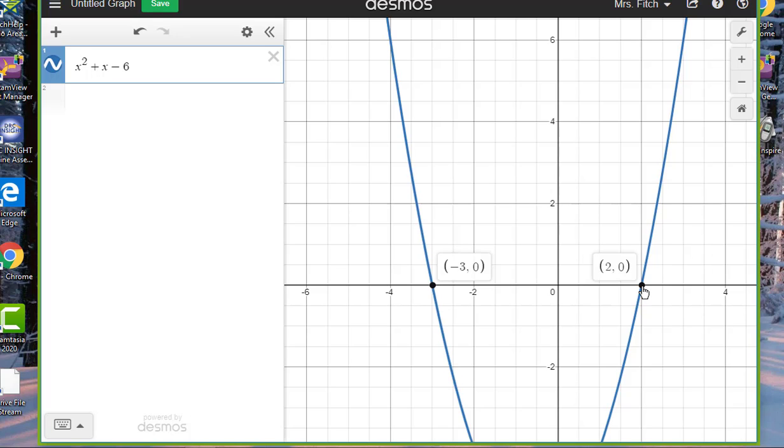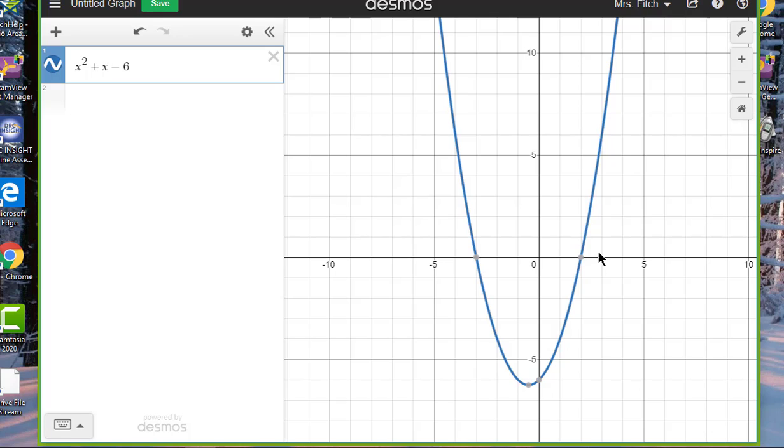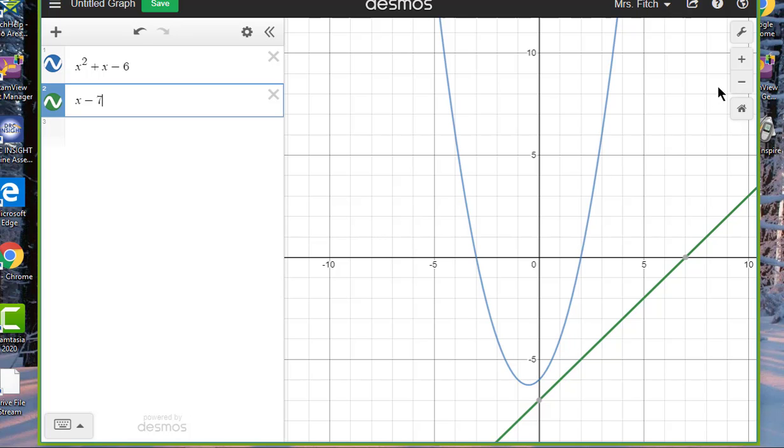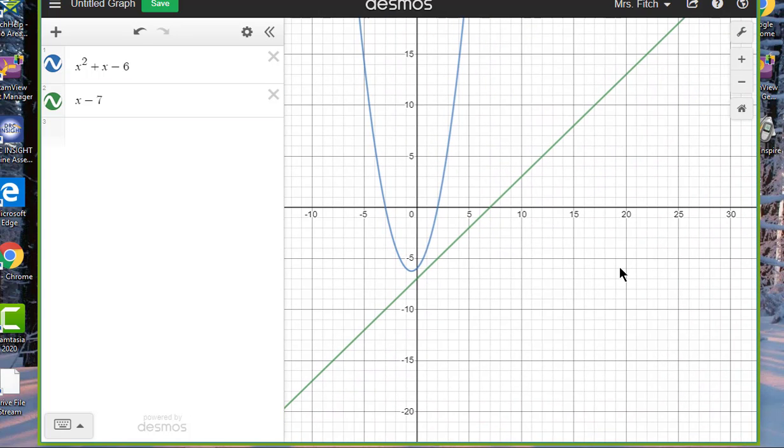What would happen if we graphed 2 functions and they never intersected? What would happen then? What would that be? No solution, exactly, right? So you might get it where you graph 2 different things and they don't ever intersect. So then there would be no solution, right? Like if we had, let's say, x minus 7, right? There's an example. So this would be an example of no solution, because they never intersect.